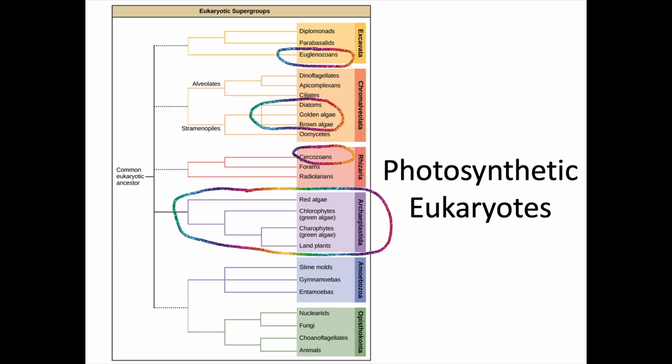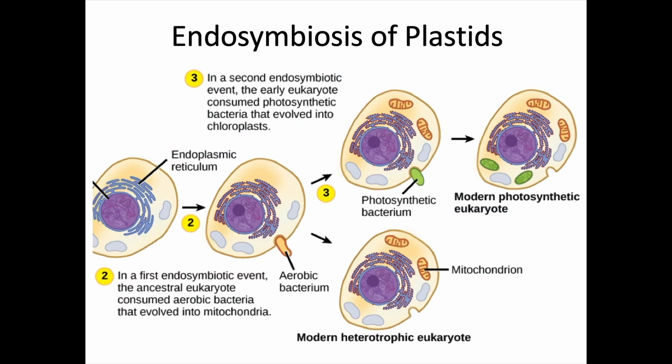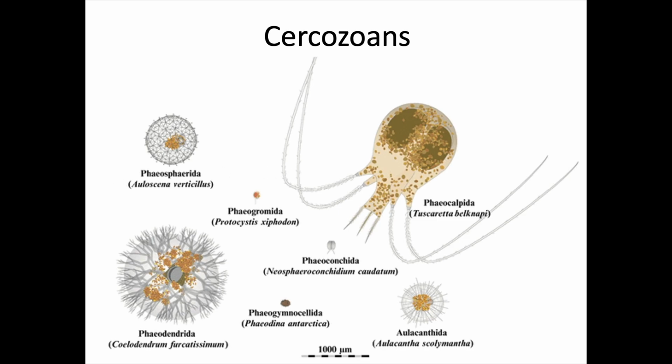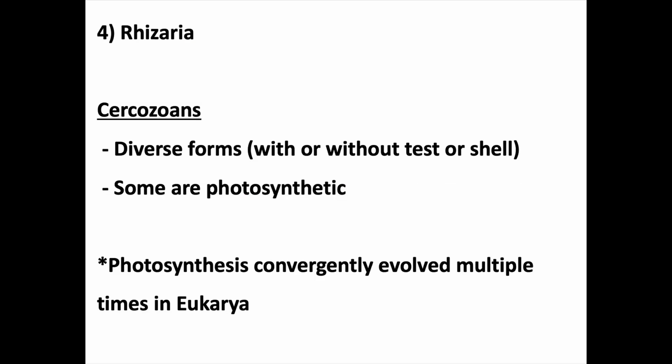This is another example of convergent evolution, separate groups of eukaryotes doing the same thing completely independently of one another. So, yep, some of these cercozoans are photosynthetic, a separate endosymbiosis event from the endosymbiosis that gives photosynthetic capabilities to plants or the other ones that we'll talk about later. So that's interesting, I think. Photosynthesis convergently evolved multiple times in eukarya. That's our take-home message.